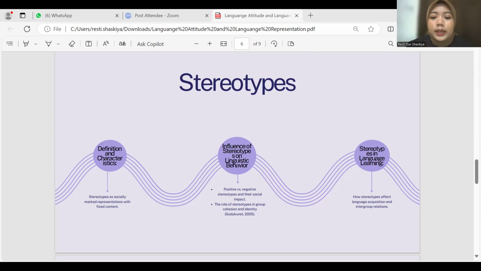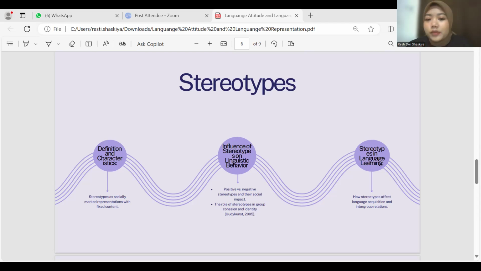So, the next is the influence of stereotype on linguistic behavior. The first is positive versus negative stereotypes and their social impact. Stereotypes can be either positive or negative. Positive stereotypes might make people think highly of a language or its speakers, while negative stereotypes can lead to discrimination or prejudice. Both types affect how people interact with each other and use language.